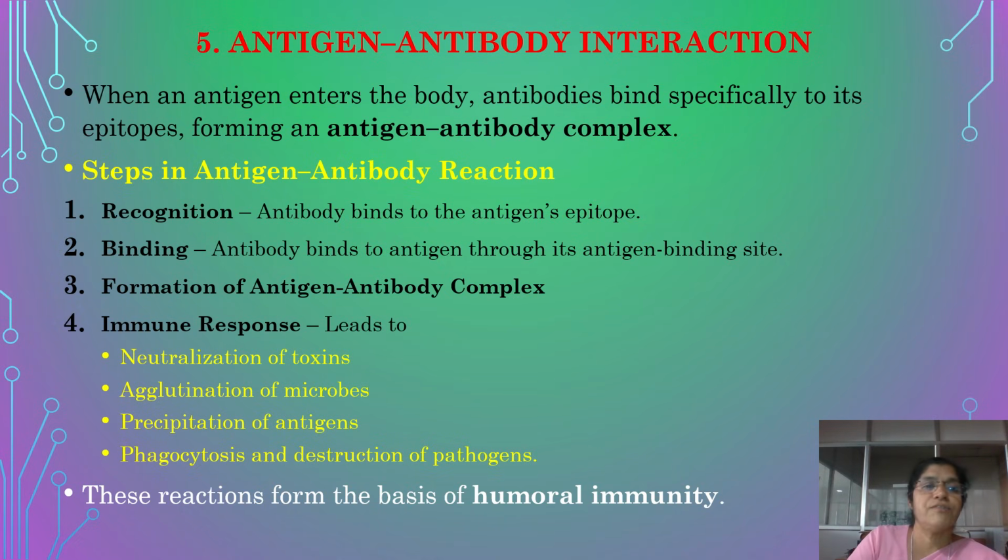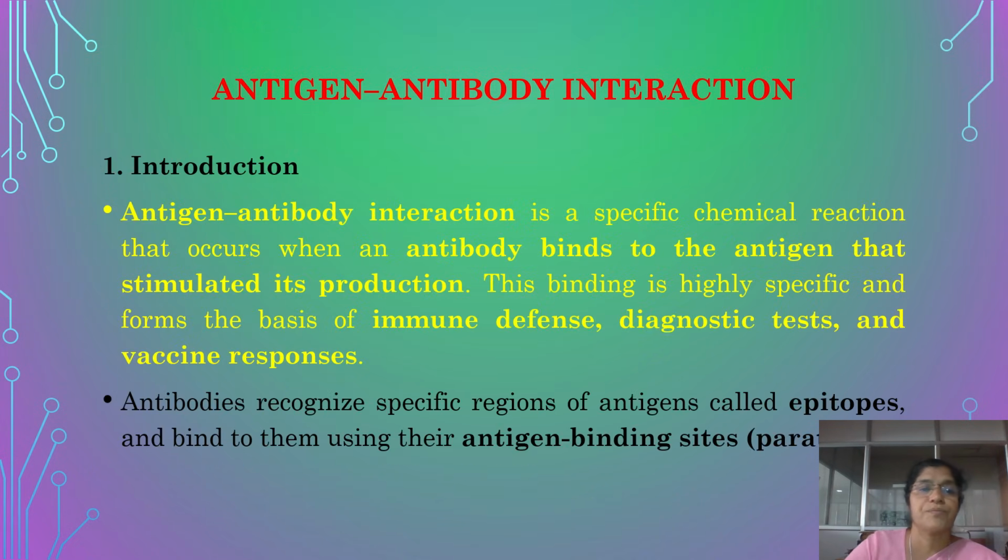Antigen-antibody reactions. When an antigen enters the body, antibodies bind specifically to its epitopes, forming an antigen-antibody complex. Steps involved in antigen-antibody reactions are recognition, binding, formation of the antigen-antibody complex, then the response, which leads to neutralization of toxins, agglutination of microbes, precipitation of antigens, phagocytosis, and destruction of pathogens. These reactions form the basis of humoral immunity.